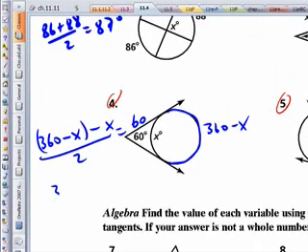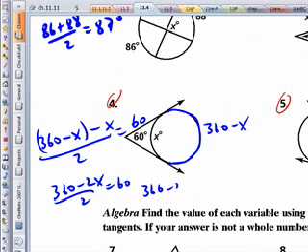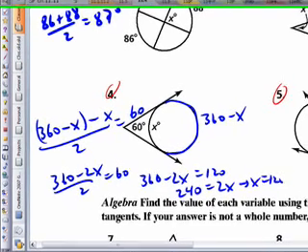So the top becomes 360 minus 2x divided by 2 is 60. I'm going to multiply both sides by 2, so I get 360 minus 2x is 120. I'll add 2x, but I'll also subtract 120. So when I subtract 120, I get 240. Add 2x, I get 2x. So therefore, x is equal to 120 degrees.